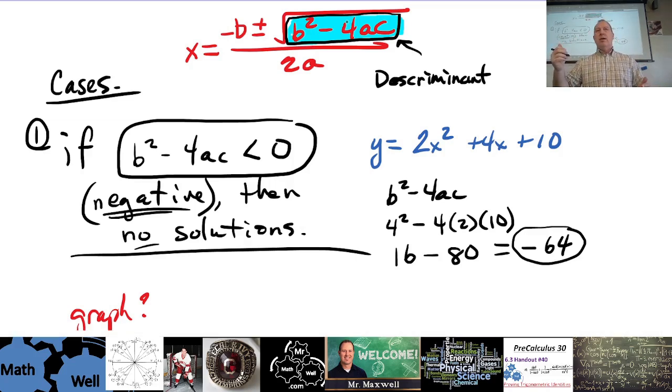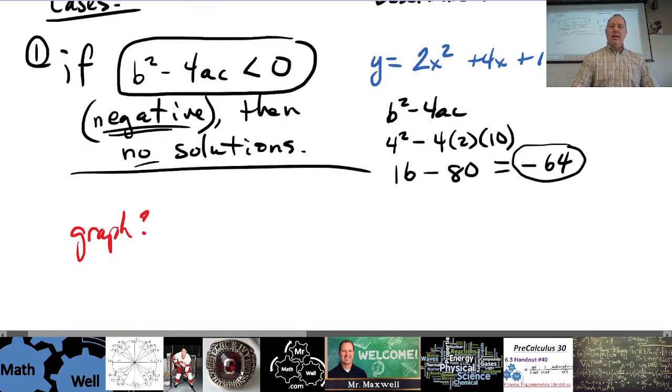Because when you square a number, it always ends up being positive. Doesn't matter if the number is negative or positive to begin with. If you square it, the answer is always positive. So you can only go from a positive and take the square root. You can't go from a negative and take the square root. It doesn't make sense.